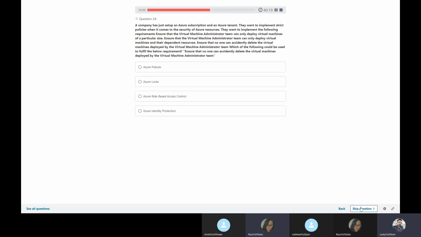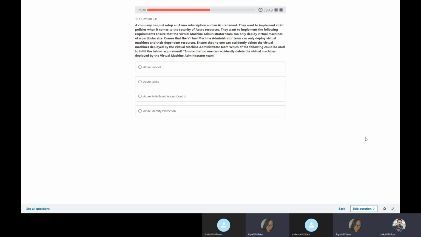Question 24, please. A company has just set up an Azure subscription and an Azure tenant. They want to implement strict policies when it comes to the security of the Azure resources. They want to implement the following requirements. Ensure that the virtual machine administrator team can only deploy virtual machines of a particular size. Ensure that the virtual machine administrator team can only deploy virtual machines and their dependent resources.